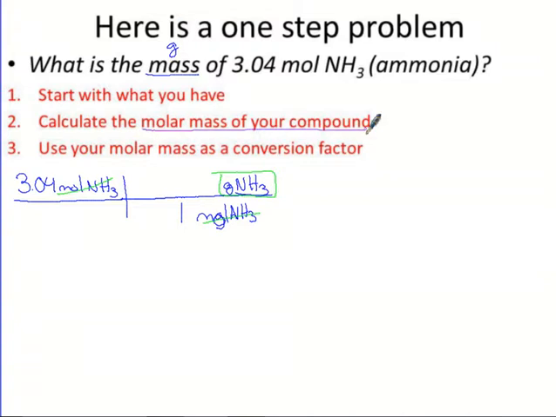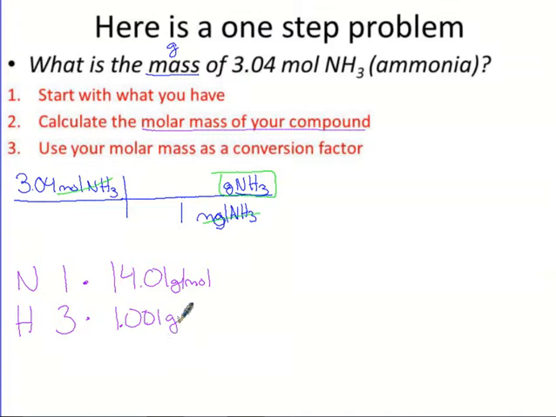On ammonia, I've got 1 nitrogen and 3 hydrogens. I multiply that by the molar mass of the element. So nitrogen is 14.01 grams per mole. Hydrogen, 0.001 grams per mole. Multiply those out and add them together.